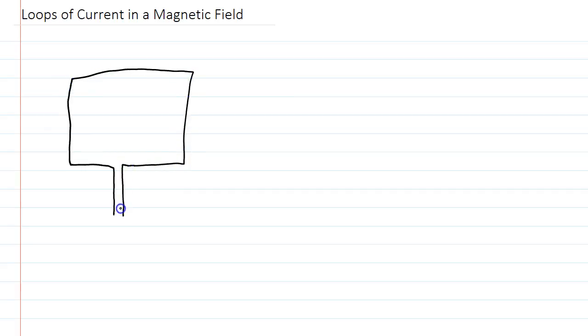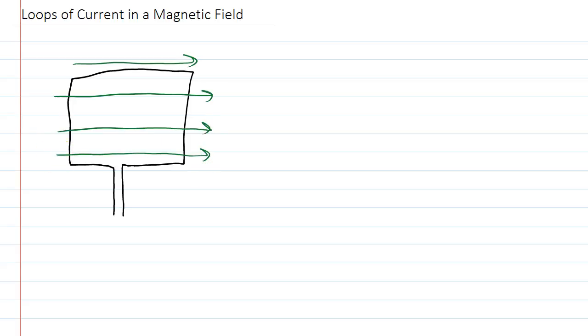So now we're starting to inch our way towards the idea of motors. And what we're going to look at now is what if we apply a current to a loop like this. And we're going to have magnetic field lines running this way.